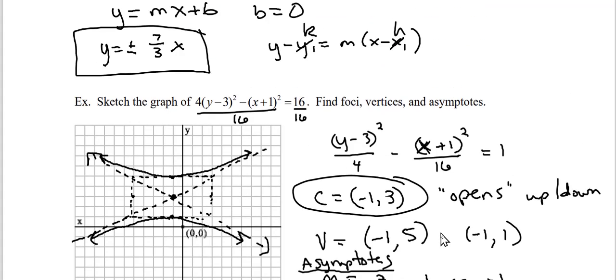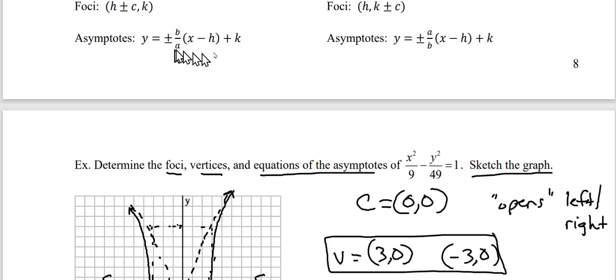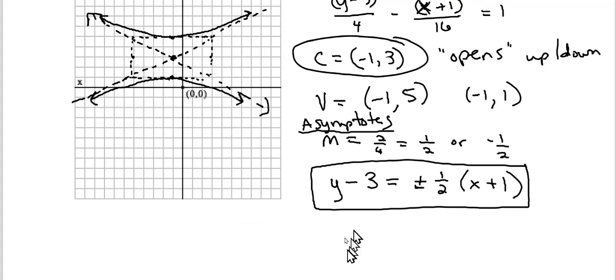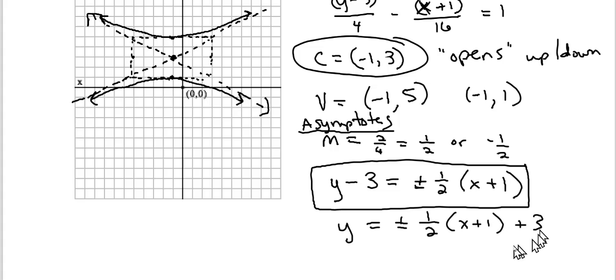Don't try to memorize this up here, okay? This plus k was added over, so if you wanted to keep in line with what's up there, you would add 3 to both sides: plus or minus 1/2 times x plus 1, plus 3. I really don't want you to memorize what's up there, though, because you know how to write the equation of a line. There's no need to memorize more information than you already have. So write the equation of a line using point-slope form, plugging in the center because it is on both lines, and use rise over run to find the slope in that rectangle.